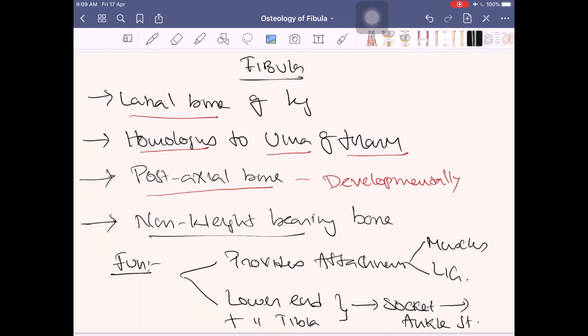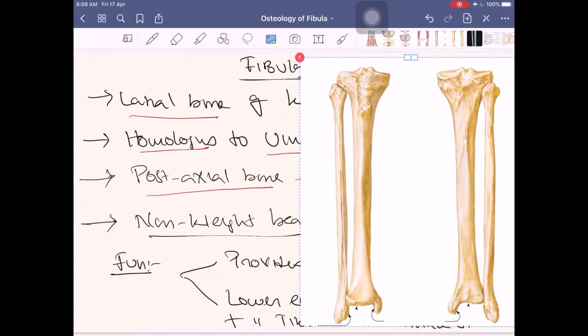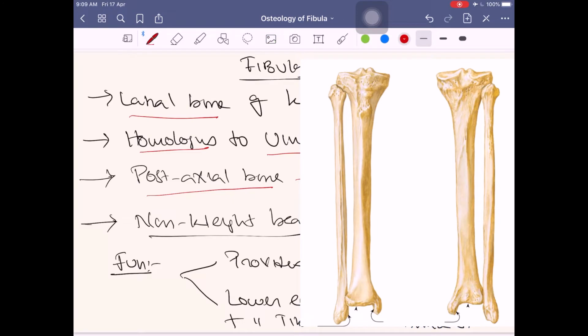So I can show you this image. You can see in this image that this is your fibula, and the fibula is attached to your tibia, and it is not taking part in the knee joint formation. So thereby we call this bone a non-weight bearing bone.